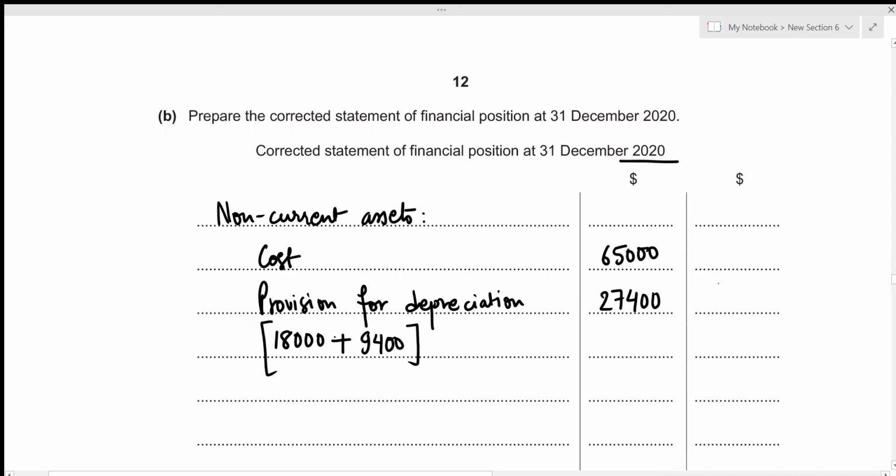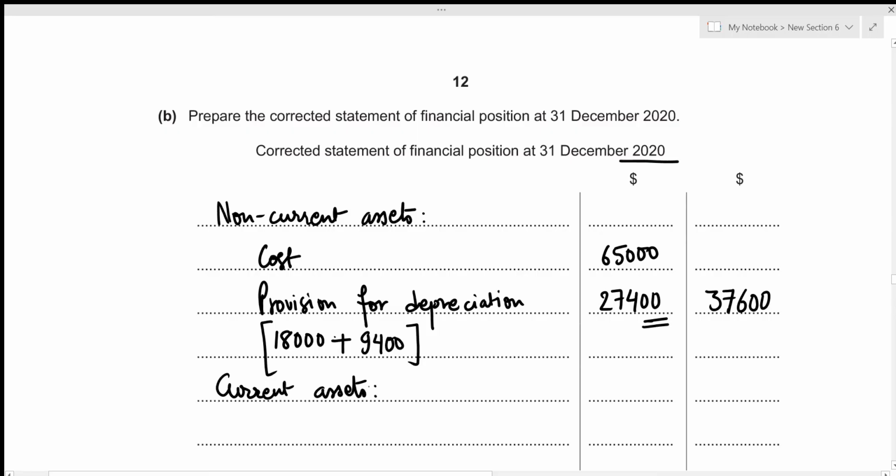Now, in order to figure out the net book value of the non-current assets, we just subtract this provision for depreciation from the cost. So that's going to be 65,000 minus 27,400, which gives the net book value to be 37,600. All right, next we move on to the current assets.